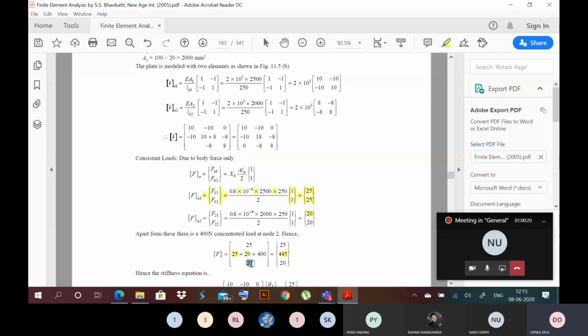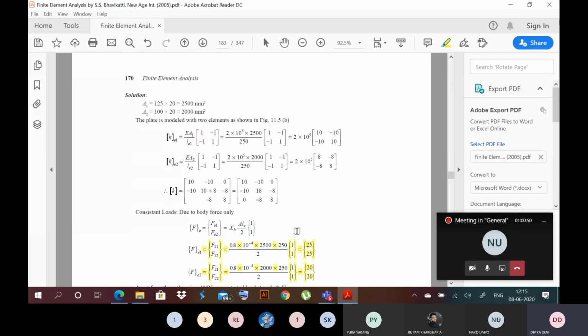Then what will be the load at node 3? At node 3, there will be only contribution of the body force from element 2. Element 1 is not connected to node 3. So at node 3, we have only element 2 connected. Therefore, there will be contribution from element 2. For element 2, the body force is 20. So therefore, the load at node 3 will be 20. So this is my consistent body force vector for the whole system.